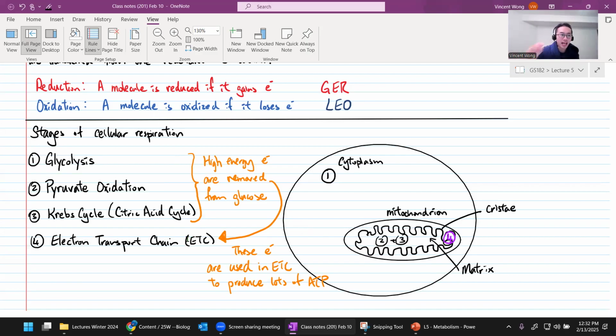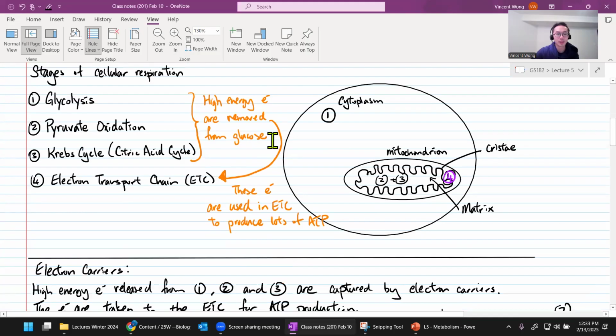Does anybody remember the names of those electron carriers? We have two. They're just a bunch of abbreviations. Anybody remember them at all? You can unmute and tell me, or you can type it in the chat box. I'm looking for the names of the electron carriers. No, nothing? Okay, that's fine. Still a little bit early, maybe.